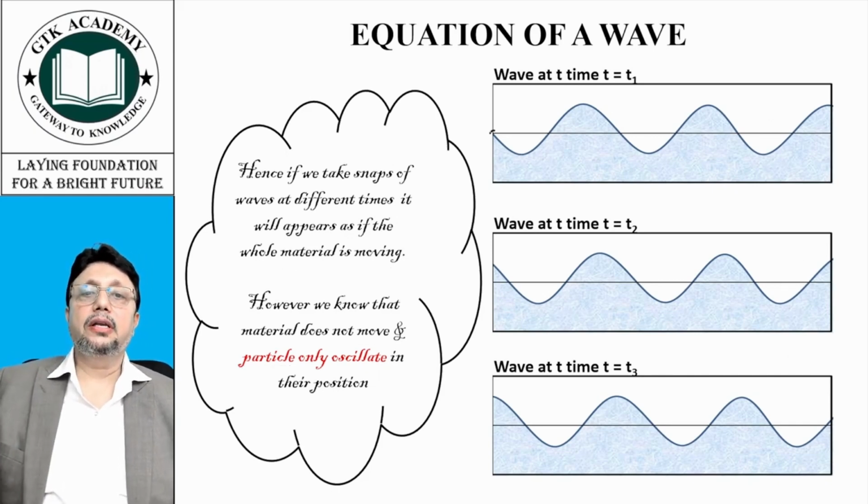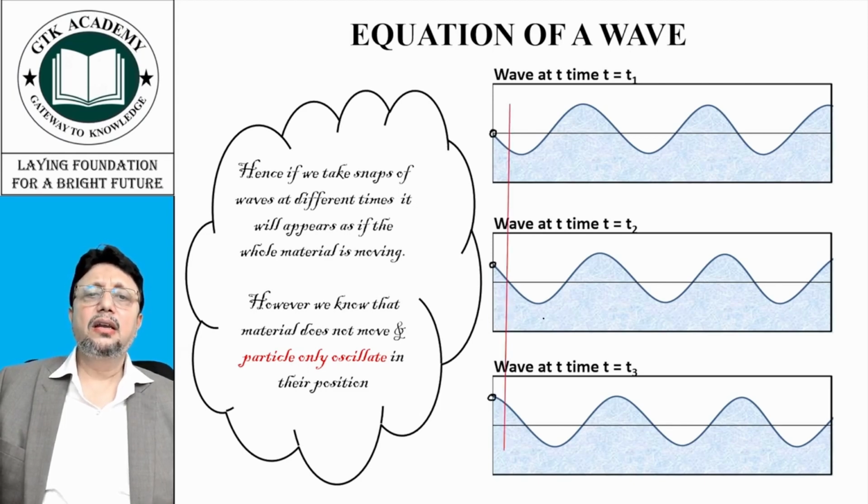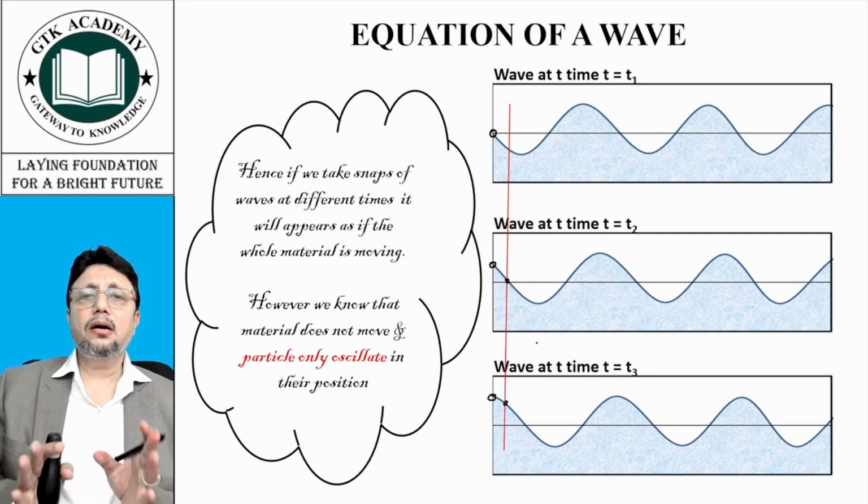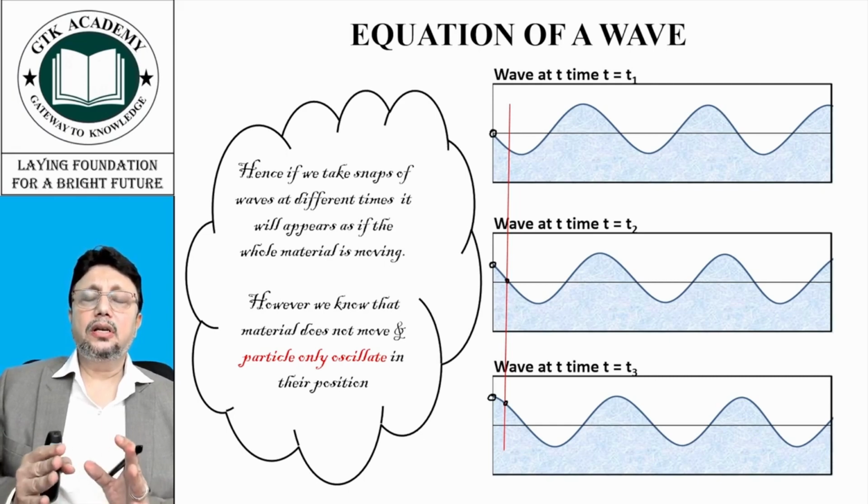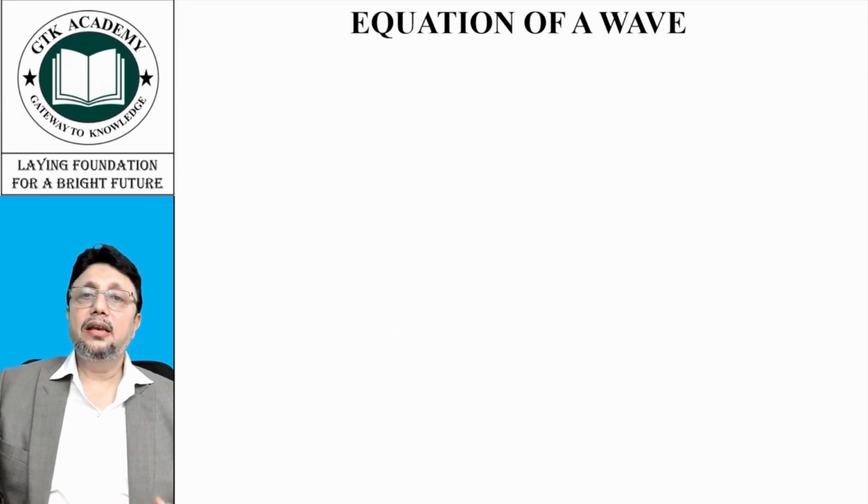Just see this particle. At t1 it is in this position. After some time it moves to this position. Again it moves higher. Consider any other particle. This one, it is in this position. Then it comes to the mean position. After some time it moves again to this position. So you can see the particles are only oscillating about their position, but at times it gives a feel that the whole material is moving. It's not. Let me explain further.